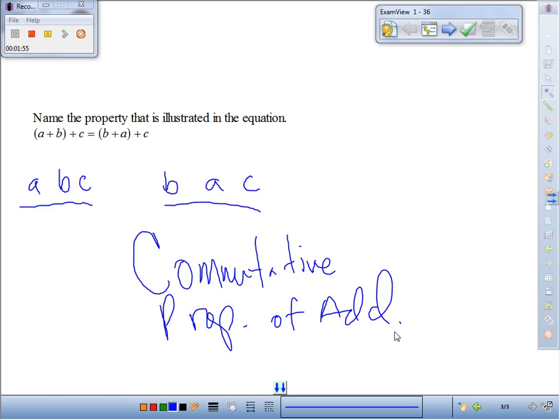So therefore, if it changes, it's commutative. If it doesn't change, it's associative, because then you'll see how the parentheses change from one to the other. Okay? Example number 2.